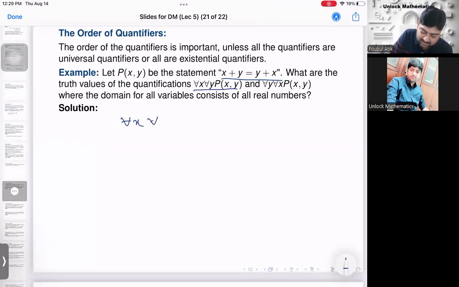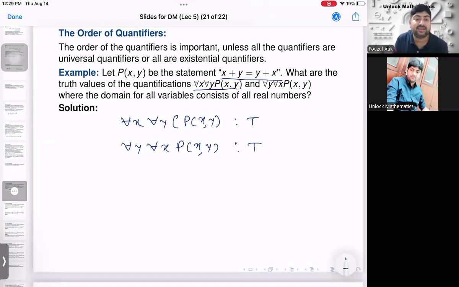So we can say that in this case, this is true and this one is also true. Both of them are true actually. For all y, for all x, p(x, y). Both of them are true in this case. But it may not be the case in other cases, because here both of them are universal quantifiers, so both of them are the same, so it does not matter.